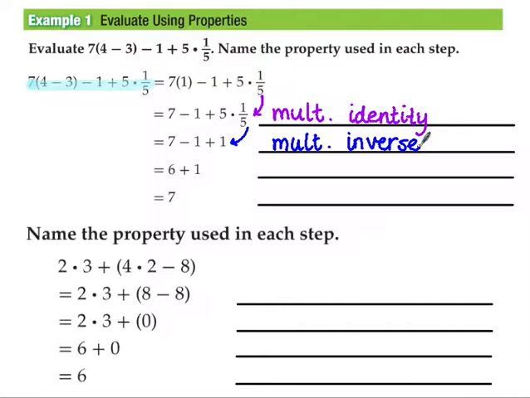Let's look at the next one. This one to this one, what have I done? 7 minus 1 is 6. That is substitution. Because you've substituted 6 in for 7 minus 1. And what do I know? 6 plus 1 equals 7. What's that one going to be? It's going to be the exact same thing. It'll be substitution as well. Okay?